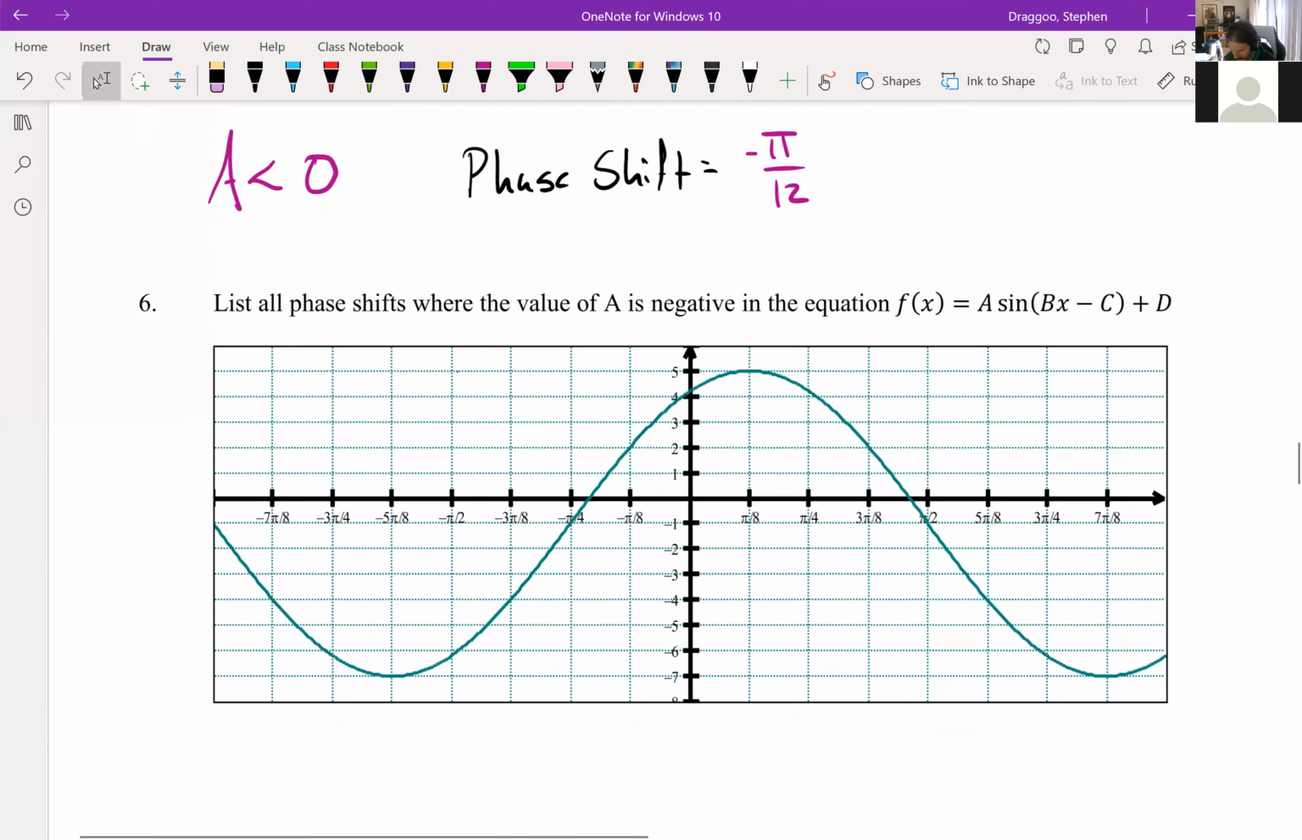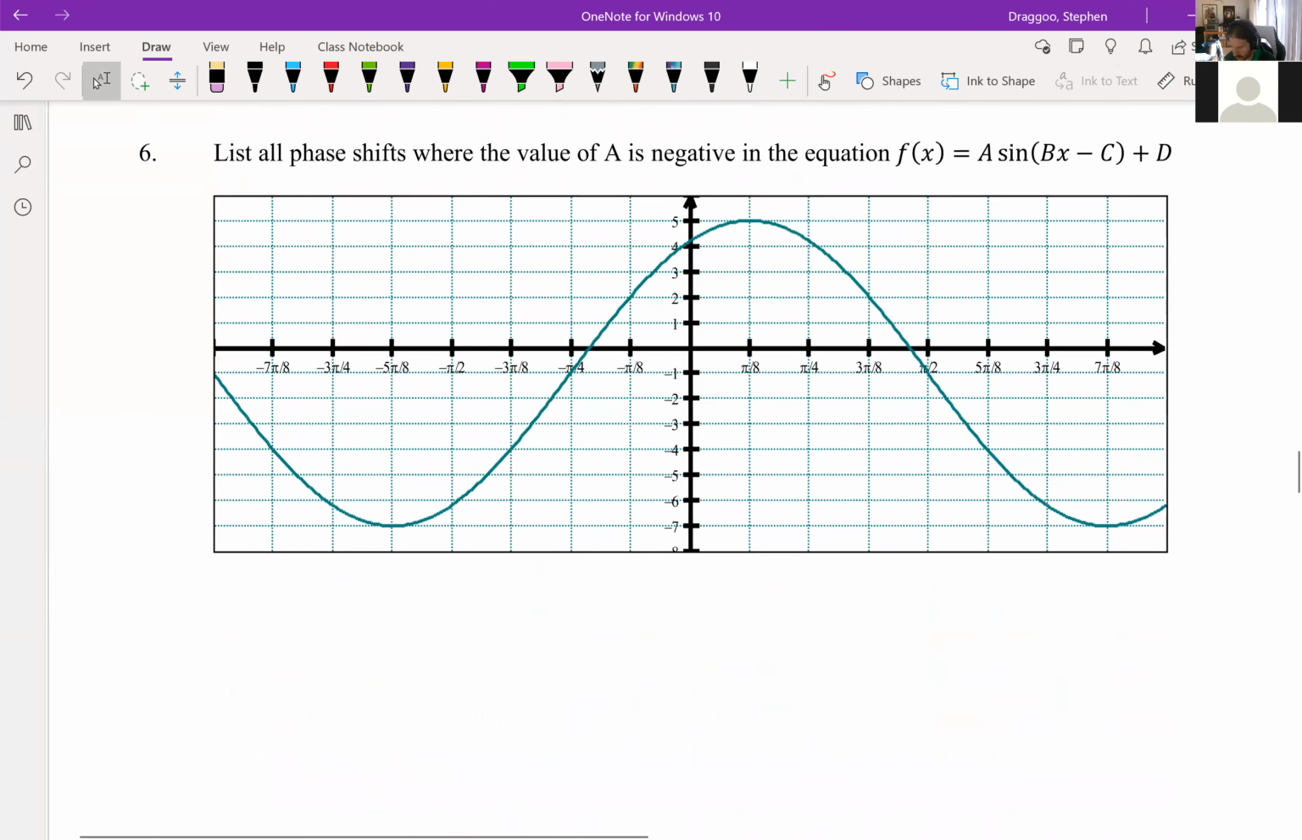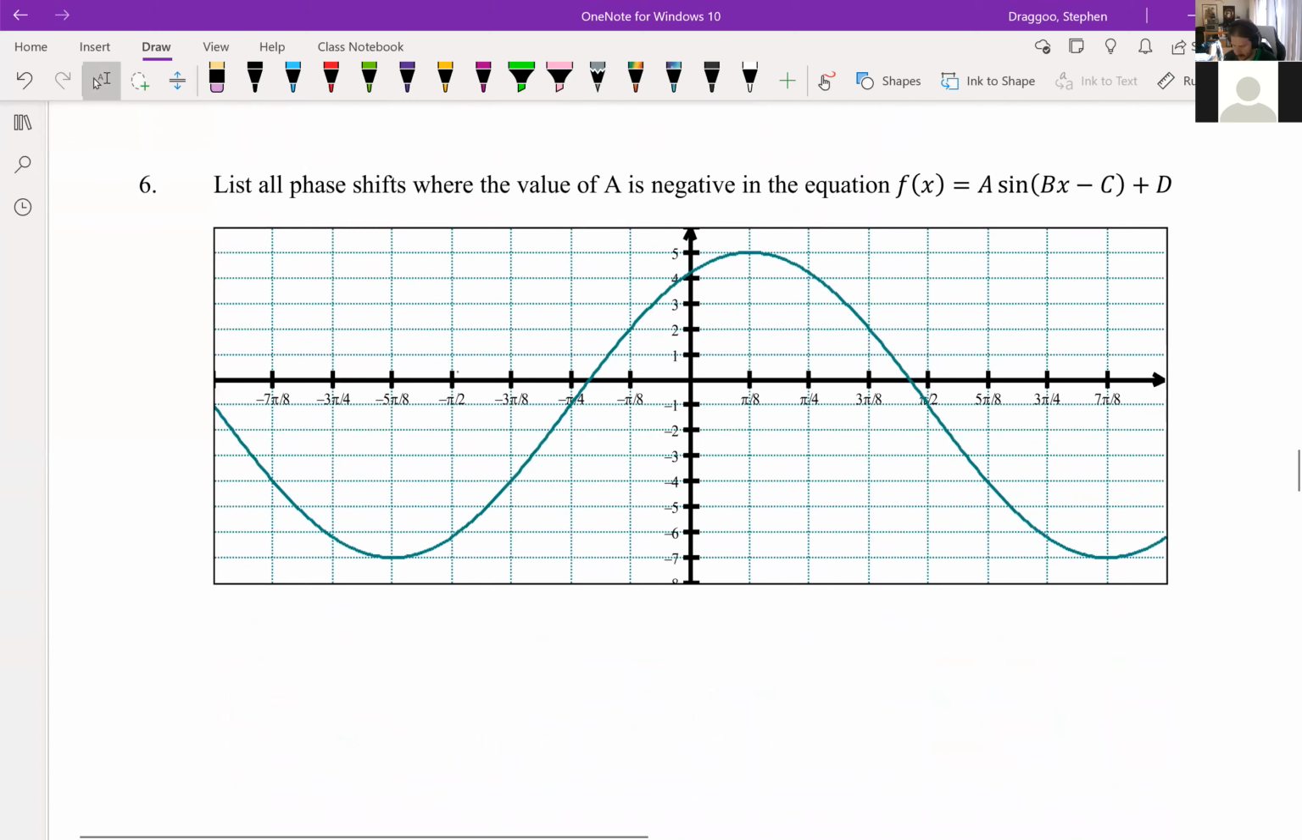All right, up next, number 6, listing all phase shifts where the value of A is negative in the equation f of x is A sine of some other stuff. So this time we're looking for sine. So that means I'm going to need to find my center line. So 5 and negative 7 are my range values.